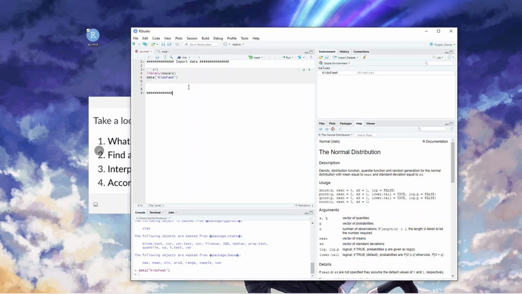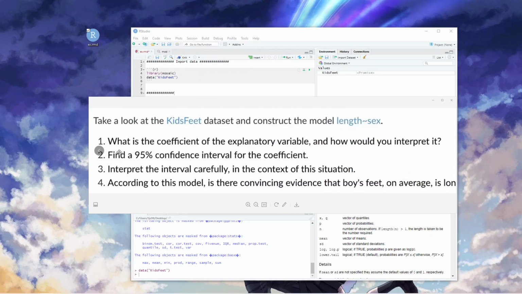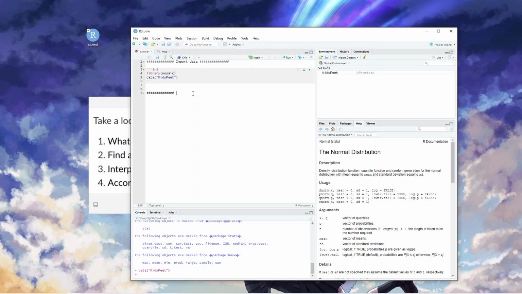So the next step, I'm going to do the first question. What are the coefficients of the explanatory variable? It basically asks us to build our model. This is a model construction, and for this one it's pretty simple. We just need to build a linear model because there are no other requirements. I believe this question just asks for a linear model.